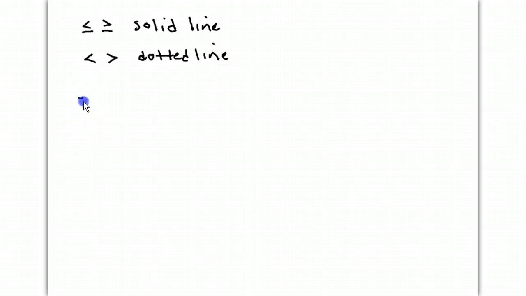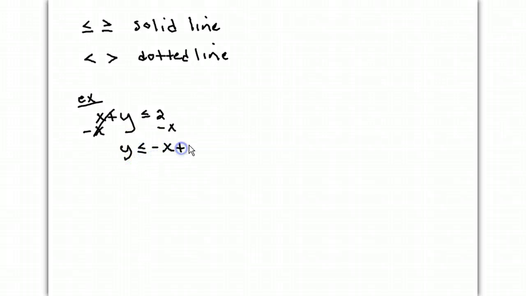So let's say, for example, they want us to graph x plus y less than or equal to 2. Well, you would solve it like it was a regular equation for y. So you subtract x from both sides. And what you end up with is y is less than or equal to negative x plus 2, or 2 minus x.